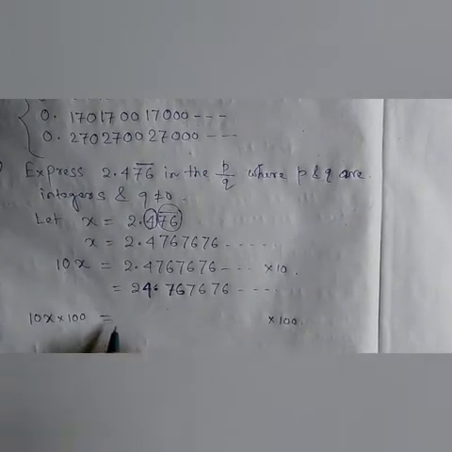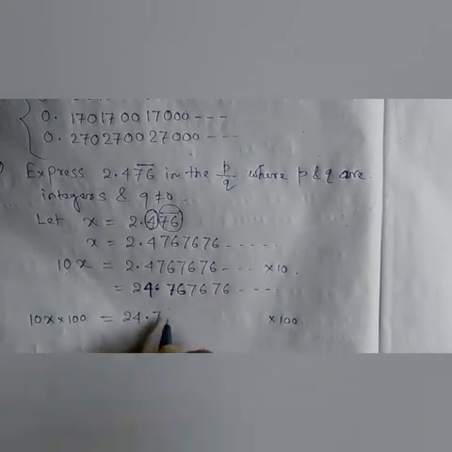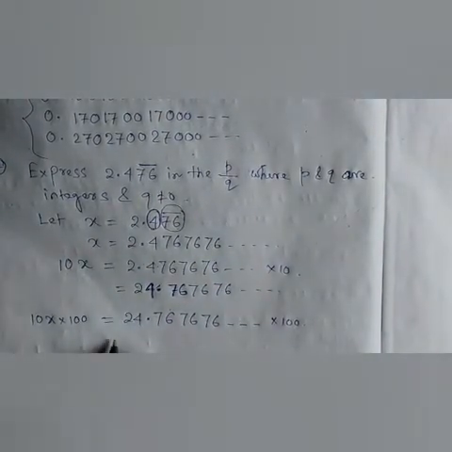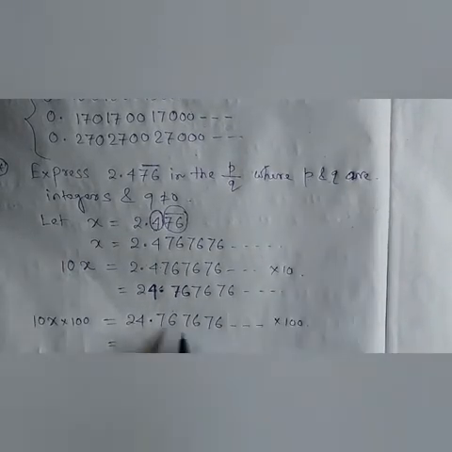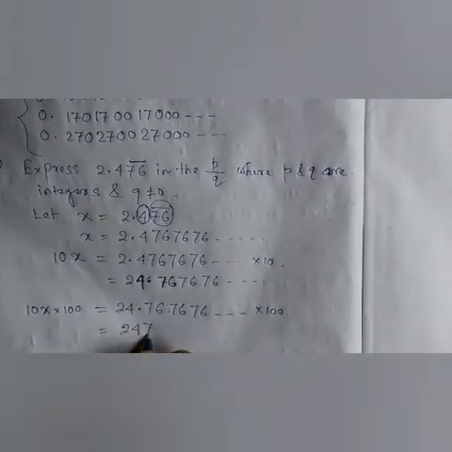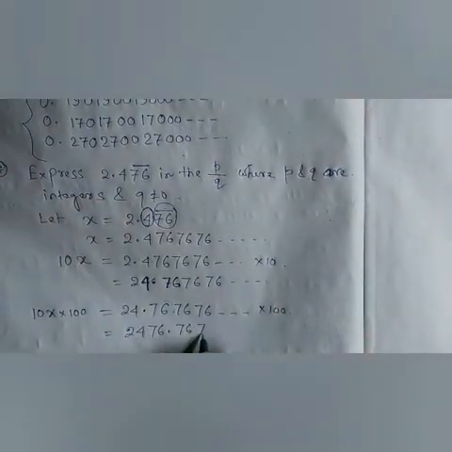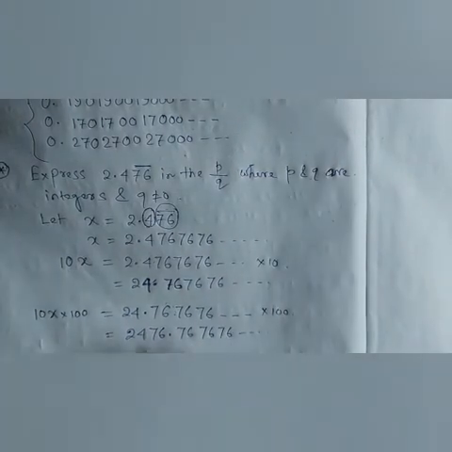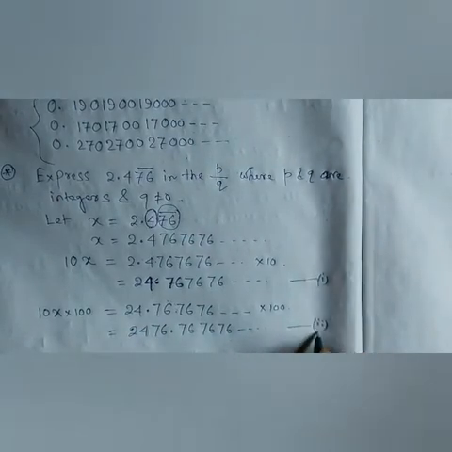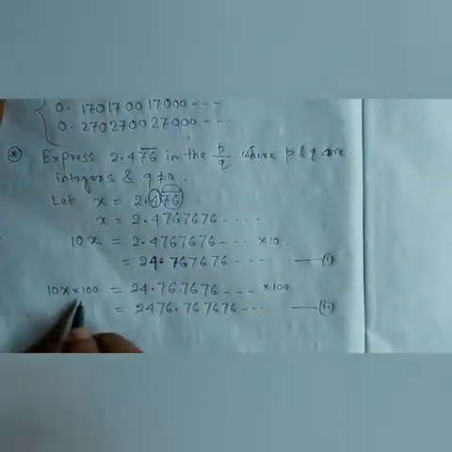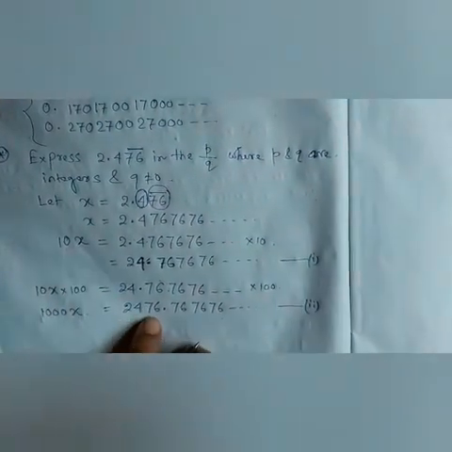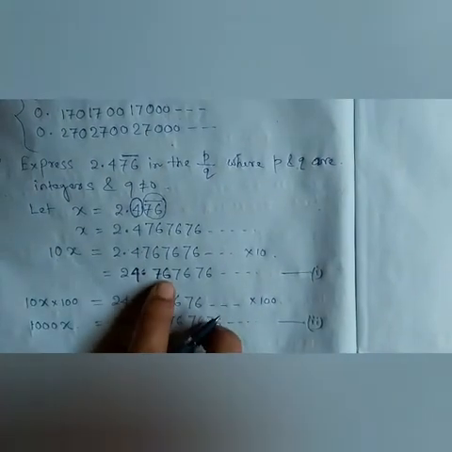Then what is the value of this? Then 2476.7676, this one is repeated, so multiplied by 100, the decimal moves to here. So this one is 2476.767676, like this. Now this one is number 1 and this one is number 2. Now we just have to subtract. The value of 1000x is this, and the value of 10x is this one.